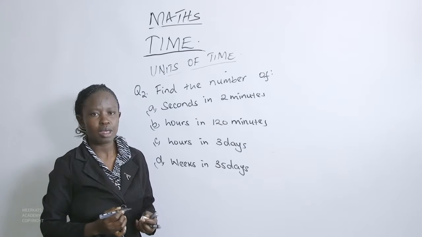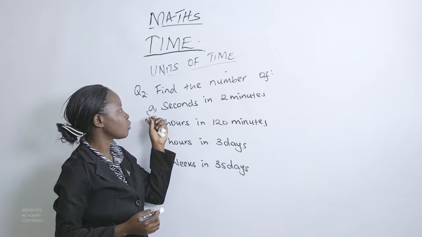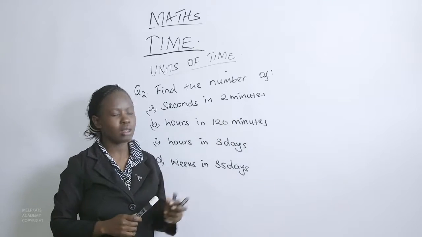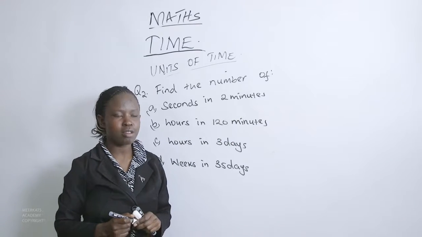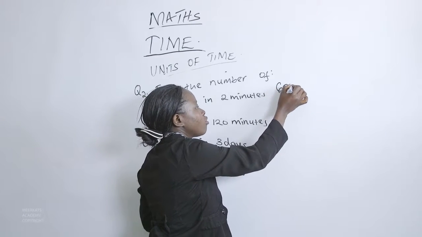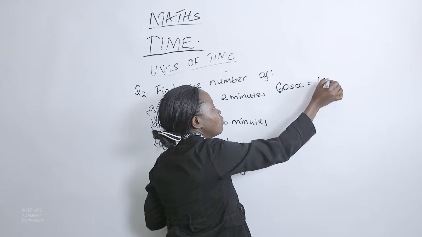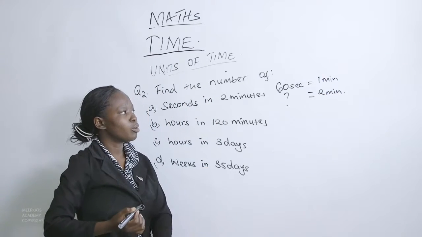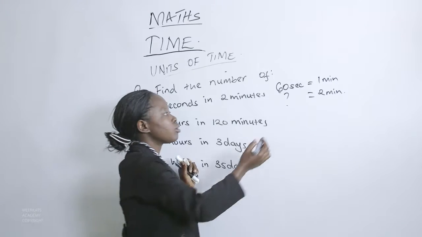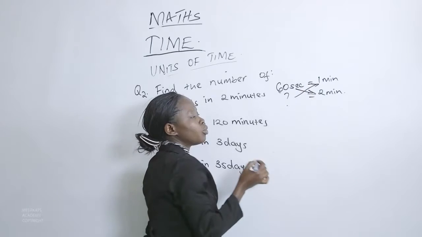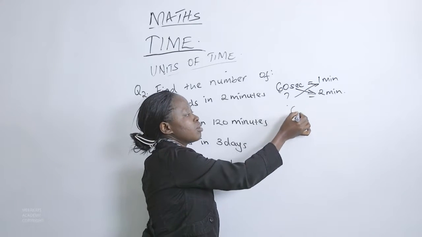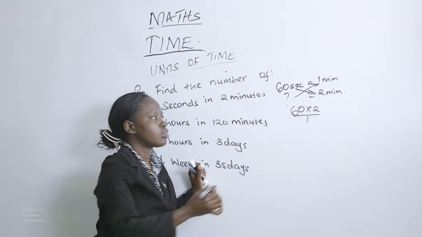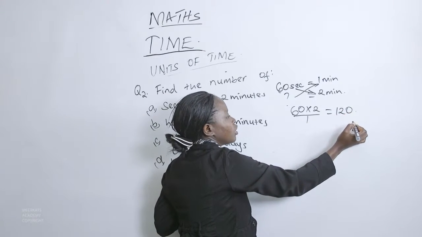So the next question, we are required to find the number of part A. We have seconds in 2 minutes. So we need to find out how many seconds are there in 2 minutes. So using our conversion, we know that 60 seconds is equivalent to 1 minute. So what about 2 minutes? We simply cross multiply to find the value we are looking for. So this will mean that we have 60 times 2 divided by 1, and 60 times 2 is simply 120 seconds.